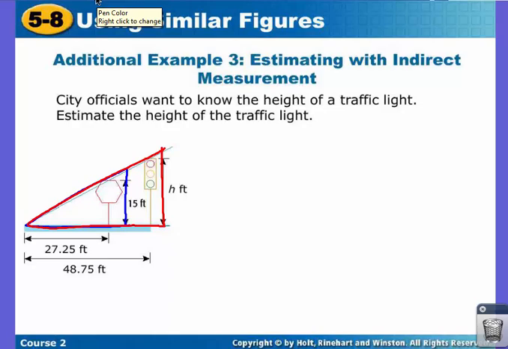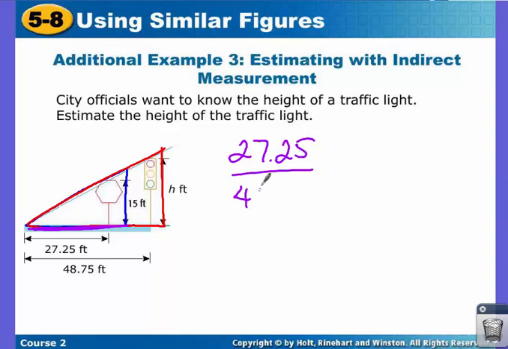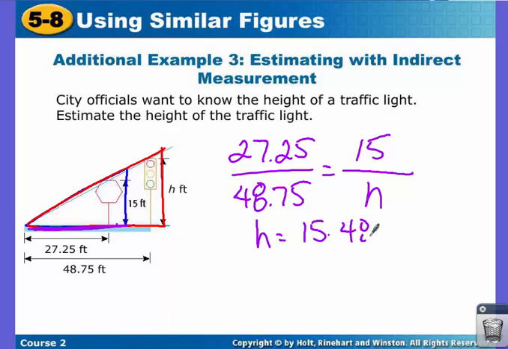So I know this 27.25 corresponds to the 48.75. So we could write it as 27.25 divided by 48.75 is equal to, so I did little to big. So now if I do the same thing with the other ratio, I've got little, which is the 15, divided by the H, which is the big. And we could solve that one by doing H is equal to 15 times 48.75 divided by 27.25.